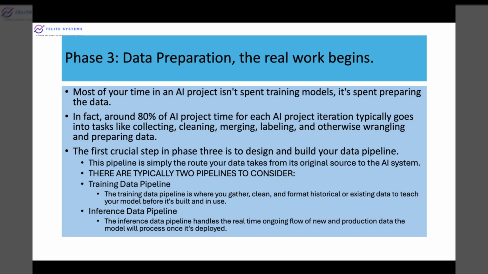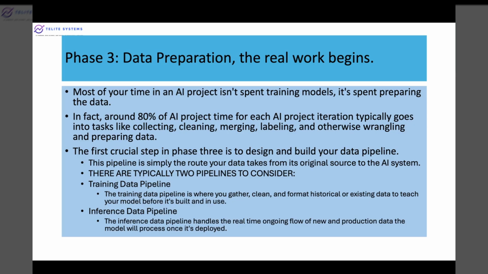A fact: around 80% of AI project time for each AI project iteration typically goes into tasks like collecting, cleaning, merging, labeling, and otherwise wrangling and preparing data. The first crucial step in phase 3 is to design and build your data pipeline.